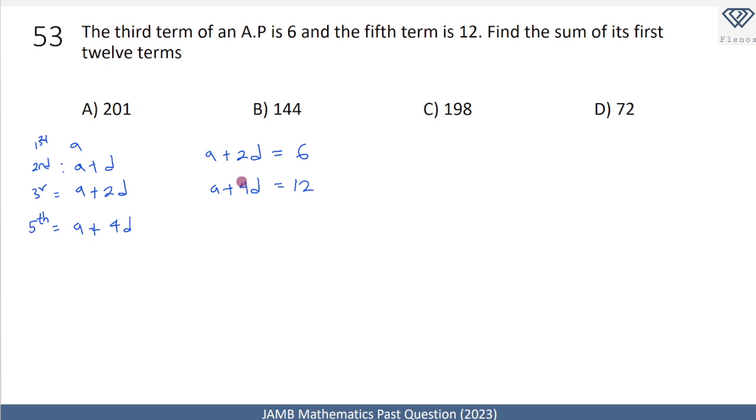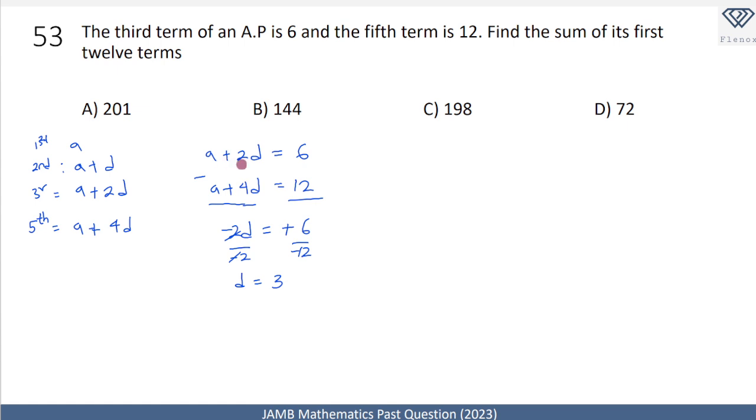Now, how can we find this? It is like a simultaneous equation, and how do we find the values of a and d? We can subtract both equations from one another. If we subtract them, a minus a cancels out as 0, and 2d minus 4d will be minus 2d, and 6 minus 12 will be minus 6. If I divide both sides by minus 2, minus 2 cancels out minus 2, minus cancels minus, and 6 divided by 2 is 3. So d is equal to 3.